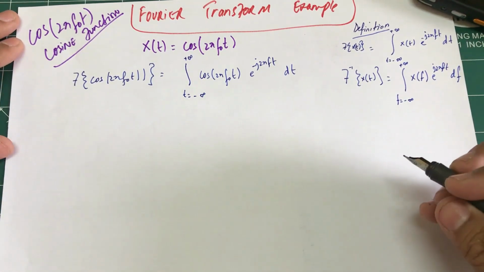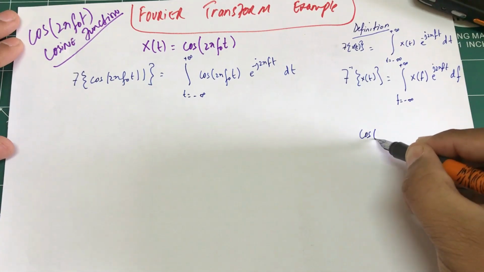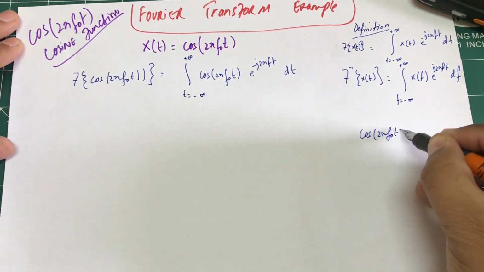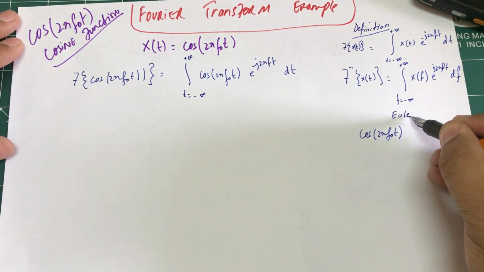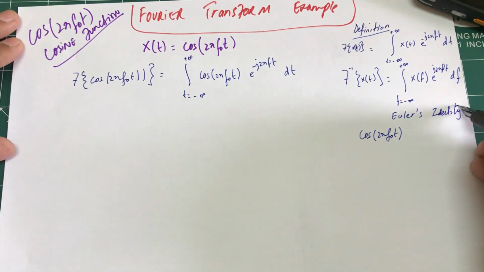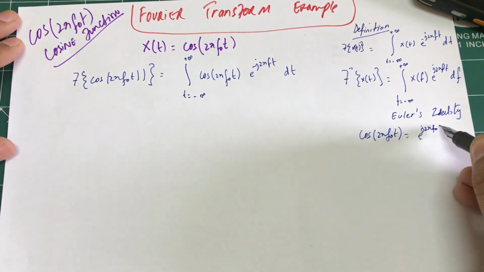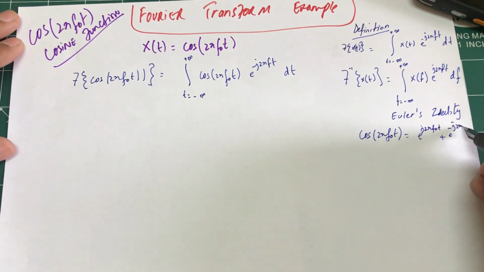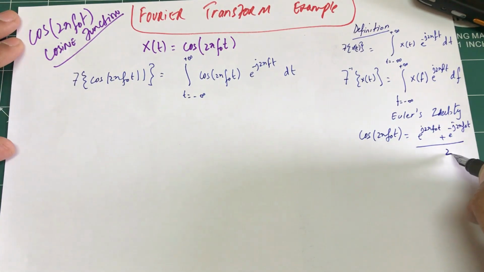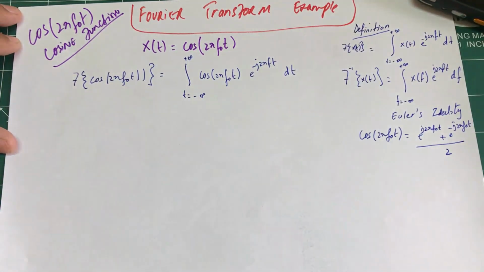I personally like to replace cos using Euler's identity. So if I have cos 2 pi f naught t, using Euler's identity I can replace this with e to the j 2 pi f naught t plus e to the negative j 2 pi f naught t, divided by 2. All right, so this is Euler's identity. I'm going to use that in place of cos.